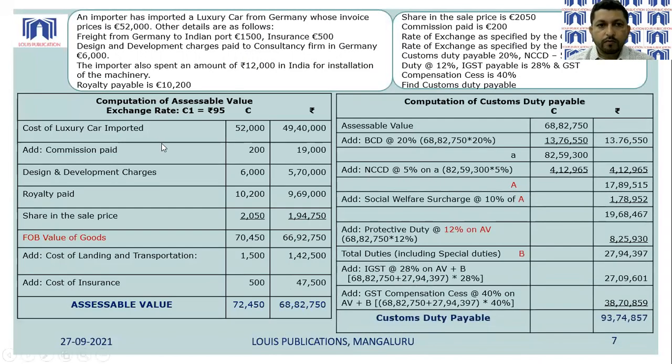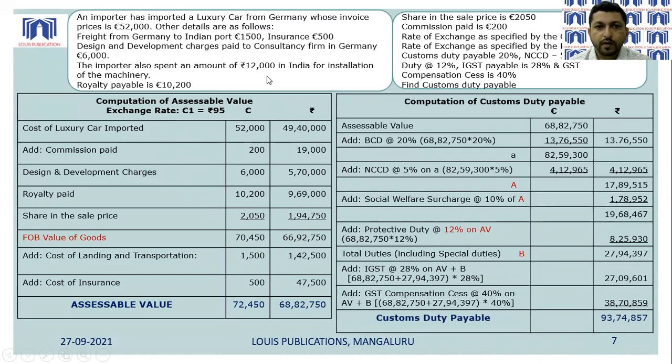So this is how we are going to calculate the assessable value and the customs duty payable. Let's look at it quickly. 52,000 euros, exchange rate is 95 as specified by the CBIC, Central Board of Indirect Taxes and Customs. We multiply all these numbers with 95. Totaling the euro column, the foreign currency column, is not compulsory. It is optional. So if you're interested, you can do that. So we get the FOB value of goods.